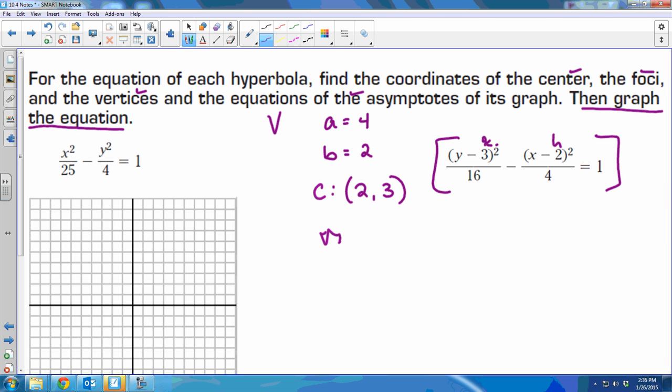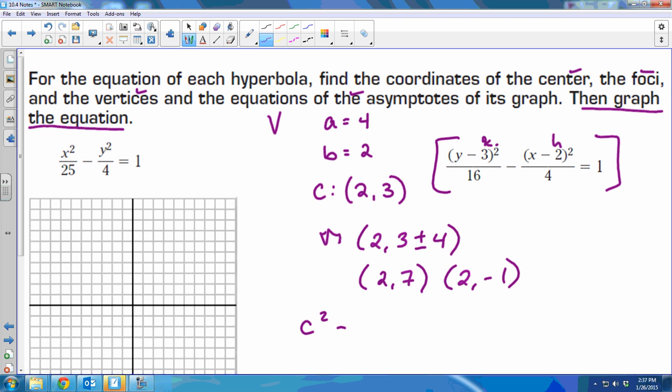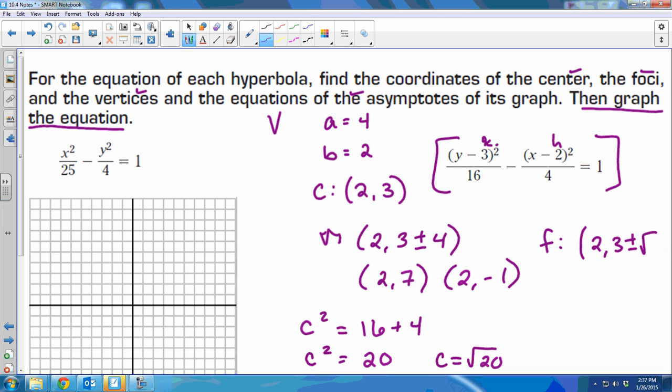So if you have the vertices, you're going to do 2, and then 3 plus or minus a, which is 4. So I have 2, 7 and 2, negative 1 for my vertices. So now I'm missing the foci, so I need to find c. So c squared equals 16 plus 4, a squared plus b squared. So c squared equals 20. So c equals the square root of 20. So the foci will be at 2, 3 plus or minus the square root of 20. We don't have to graph those, so we can leave that in that format if you'd like.